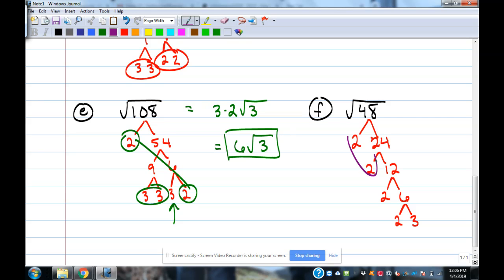All right, so I got a pair of 2's right there. I got a pair of 2's right there. So that's going to be what on the outside? 2 times 2 is 4. And what's on the inside? This 3 that doesn't have a partner. The 4 times the square root of 3 is what's left. 4 radical 3, or 4 square root of 3 is what we're getting there. Okay.